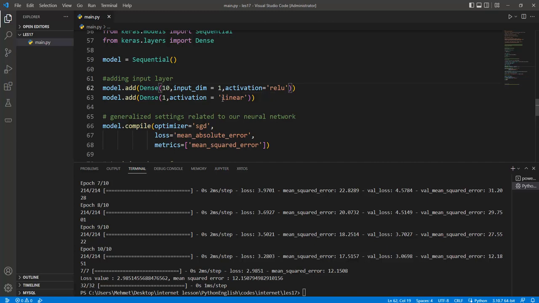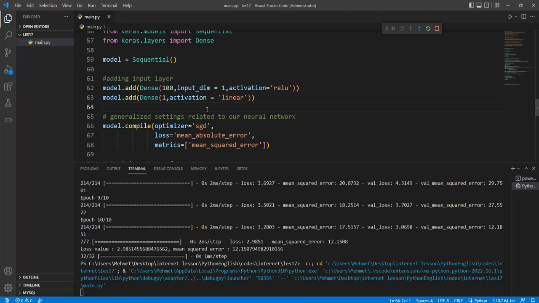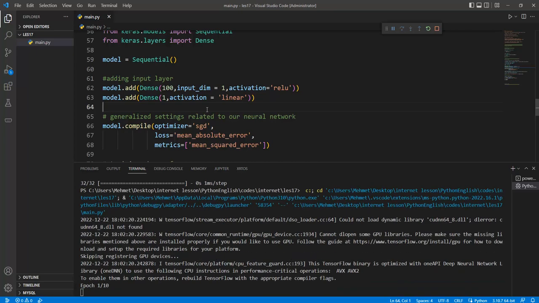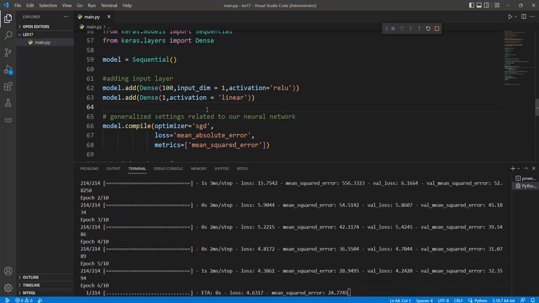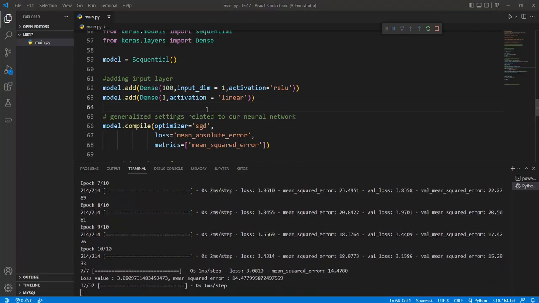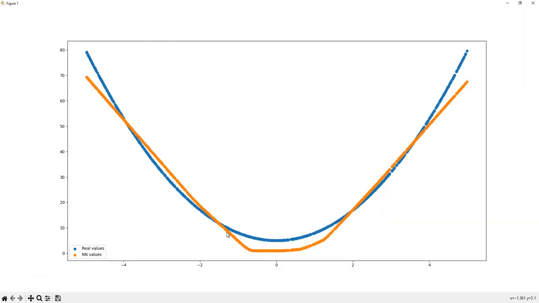Firstly, we can increase the number of neurons. 100 can be selected in the input layer, 10 times higher than the first one. If I run this code again, we will obtain our data. It's closing in on the results, but it's not enough.